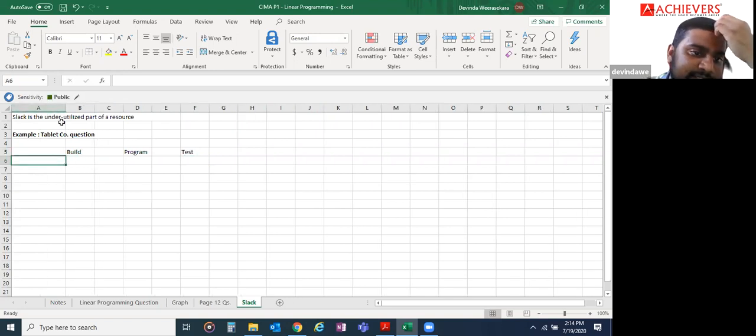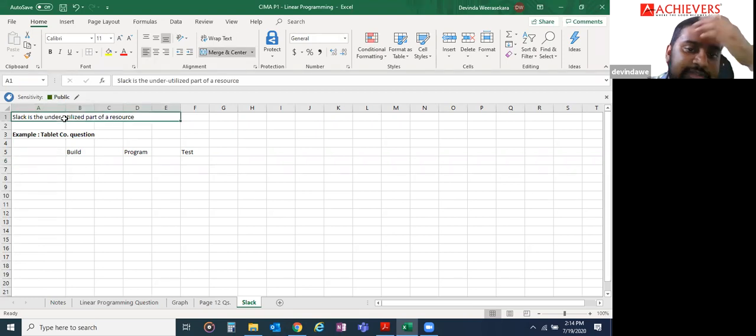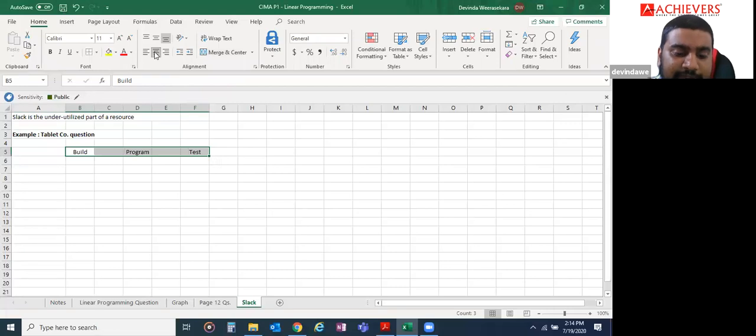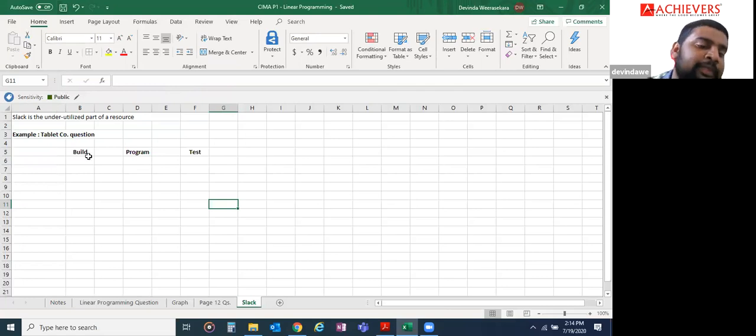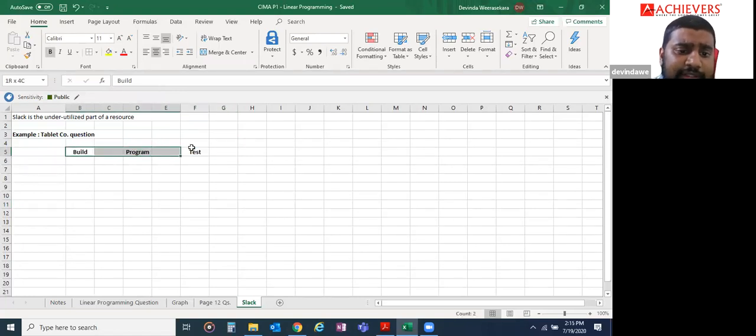So basically, guys, like I said, slack is the underutilized part of a resource. So to understand how much of a slack we have, we need to first of all check how much of the resource we are underutilizing. For example, if we have 100 kilos, how much of it are we using? Let's say we are using 80 kilos. Then the underutilized part or slack is 20 kilos. So first we have to calculate that. Now, all three resources, build, program, and test, are used to produce both X product and Y product, right?